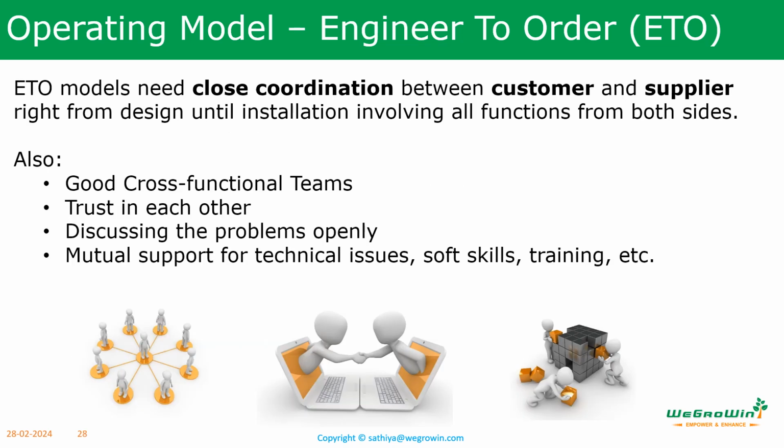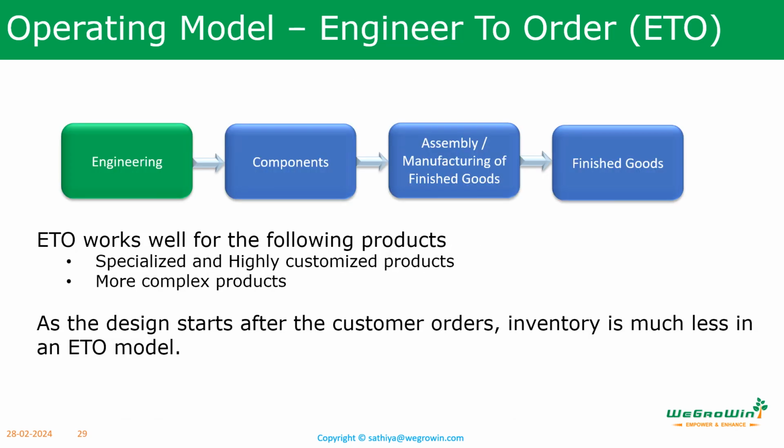Like engineering. ETO models need very close coordination between customer and supplier right from design until installation, involving all functions from both sides, meaning customers and suppliers. It needs very good cross-functional teams. There should be proper trust in each other, and we should discuss the problems openly, and also there should be mutual support for technical issues, soft skills, training, etc. An engineer to order model works well for specialized and highly customized, more complex products. As the design itself starts from the customer order, inventory is much less in the ETO model.